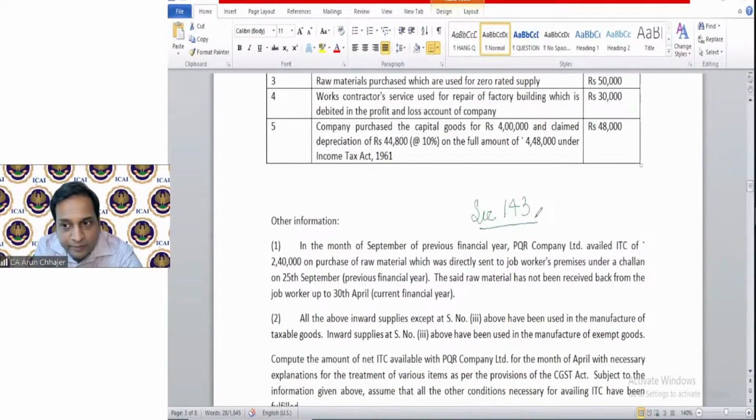Will it create the liability? If not, then why? I have sent the goods in the last year September, but till now it is not received back. Will it create the liability?